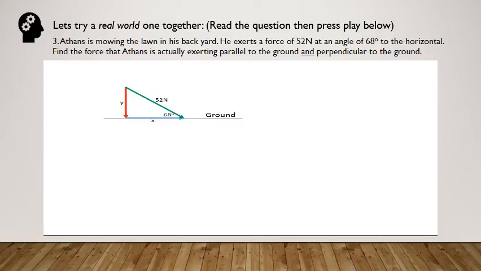So let's start with the y direction. That is the opposite over the hypotenuse, which is the sine of that angle. So the sine of 68 is equal to the opposite, which is y over 52 newtons. Multiply both sides by 52. We are left with y is equal to 52 times the sine of 68 degrees. We can calculate that and we're left with 48.2 newtons.